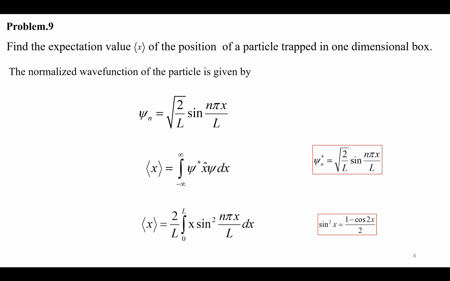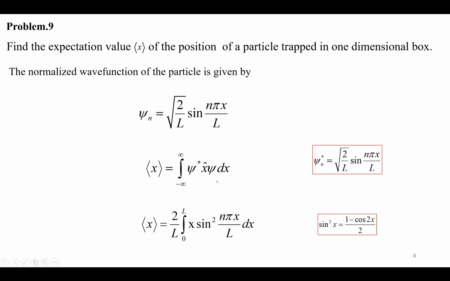We know that the normalized wave function of the particle is given by psi n equal to root of 2 by L sin n pi x by L. Already we have normalized it. The expectation value of x is given as x sandwiched between the wave function and its complex conjugate. We have already discussed this expression of expectation value earlier. So now we will substitute for psi star and psi.